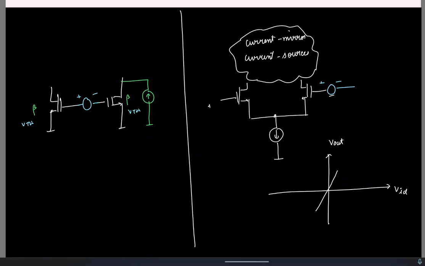It will shift to the left or right depending on the polarity of this voltage source. Earlier, if I had zero input, my output was zero. But now I seem to have added some additional voltage source, so it makes sense that the characteristics will shift to the left or right like this. So basically, this introduces an offset in our op amp.